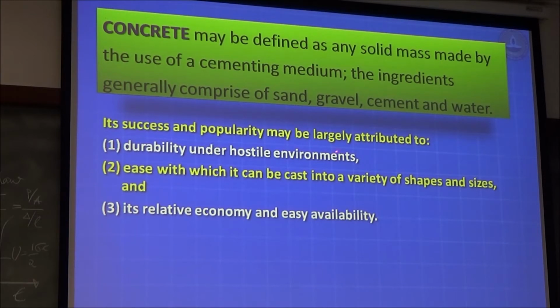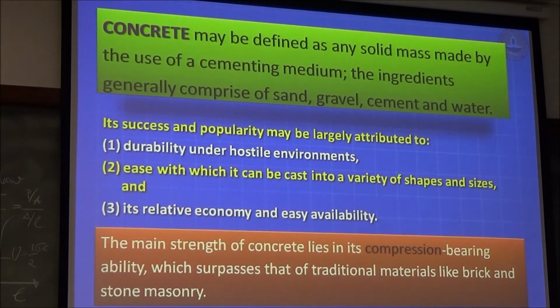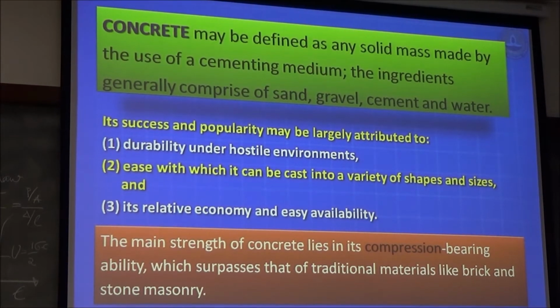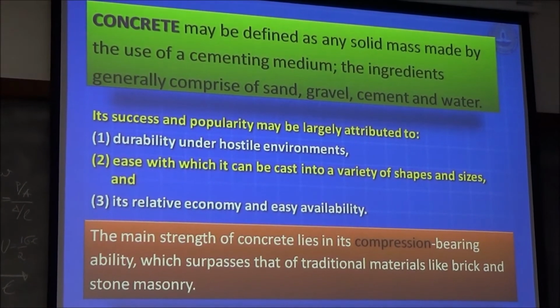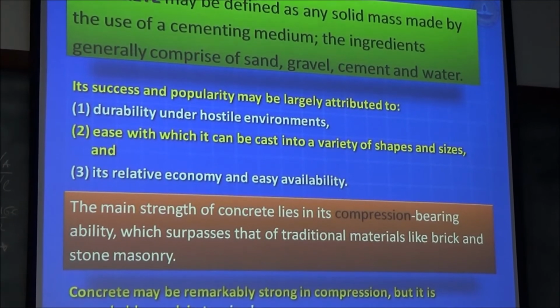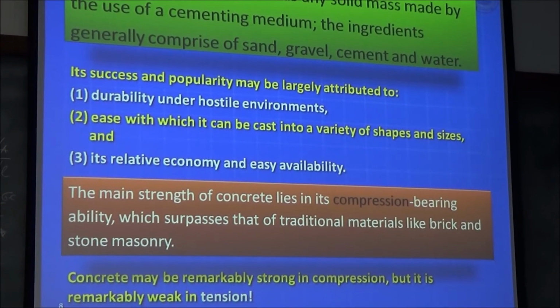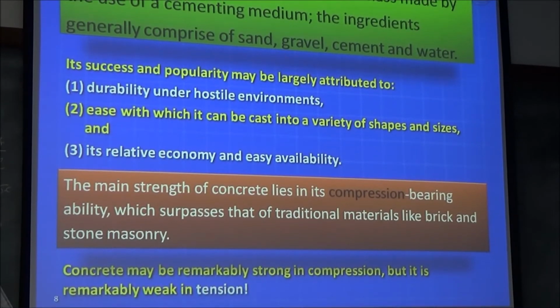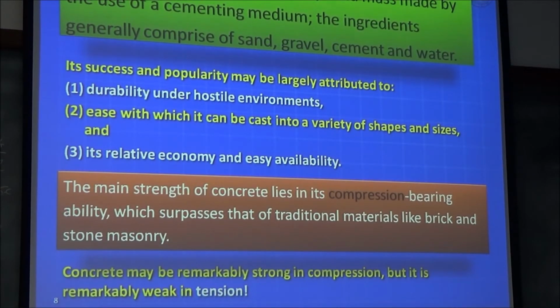Its success and popularity may be largely attributed to durability under hostile environments, the ease with which it can be cast into a variety of shapes and sizes, and its relative economy and efficiency. Simple. The main strength of concrete lies in its compression bearing ability. Very commonly, natural materials are good in compression, but they are weak in tension. Bricks, stone, earth, mud: good in compression. But in tension, all of them are weak.